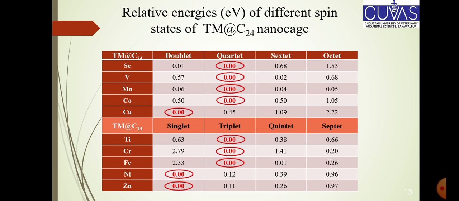In the next step, we doped the C24 nanocage with the first row transition metals one by one, considering 4 different possible spin states for each to confirm their thermodynamic stability. The highlighted spin states are the most stable spin state of each complex, which are further selected for the hydrogen dissociation reactions.